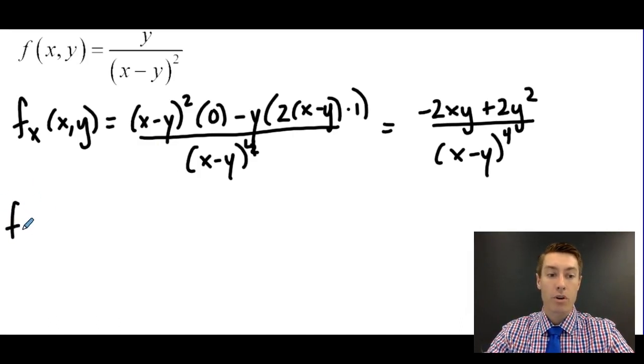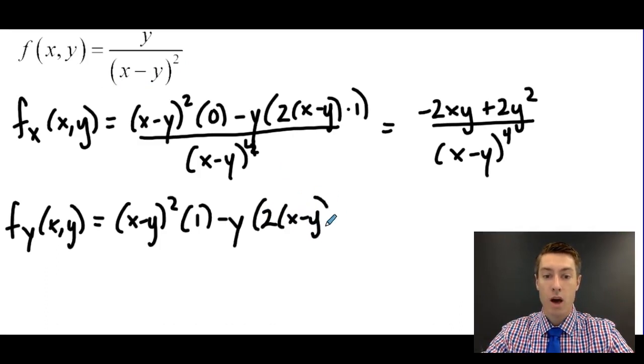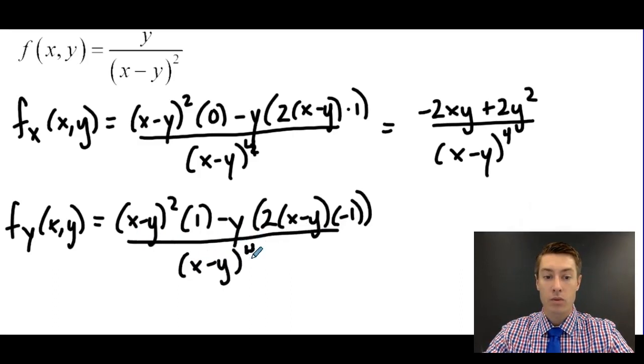Alright, and then we can take the partial of f with respect to y. Again, quotient rule, so bottom d top, so the derivative of y with respect to y now is 1, minus top times derivative of the bottom, which is 2 times (x minus y) to the first times the derivative of the inside with respect to y now, which would be negative 1, over bottom squared, which is (x minus y) to the fourth.